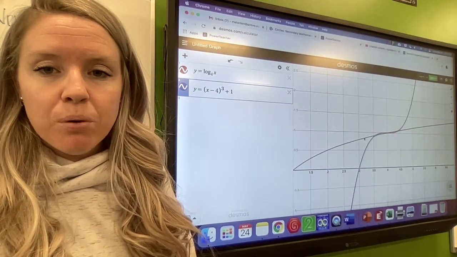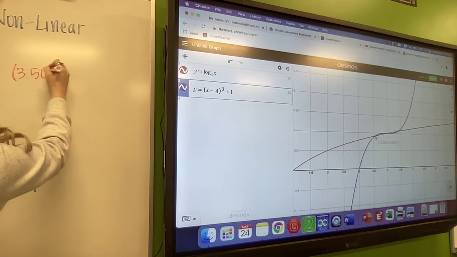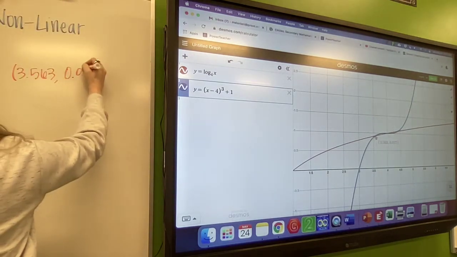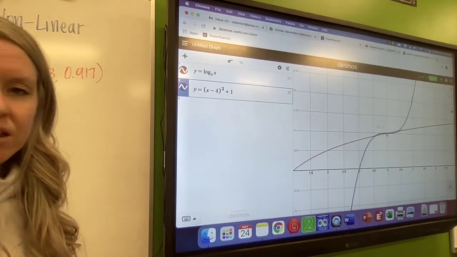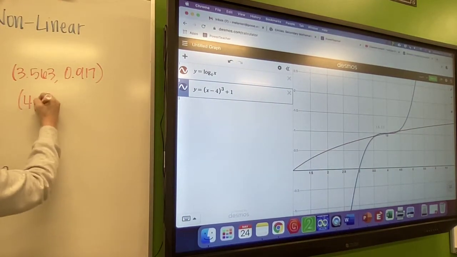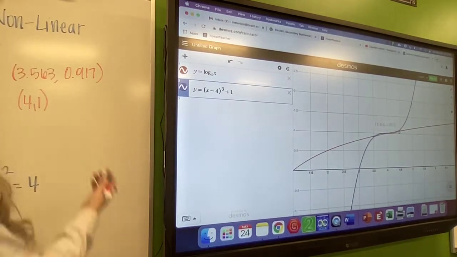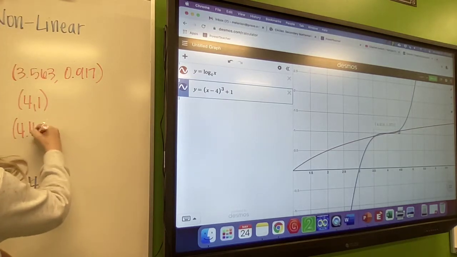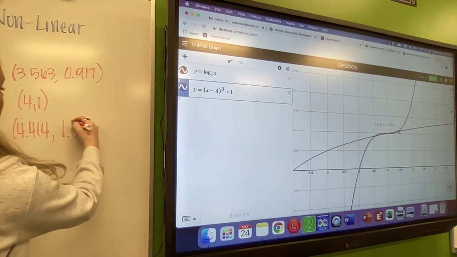So I have the points. We have (3.563, 0.917). That's one point. Then we've got another point. They intersect at (4, 1). And then I have a third point at (4.414, 1.071).